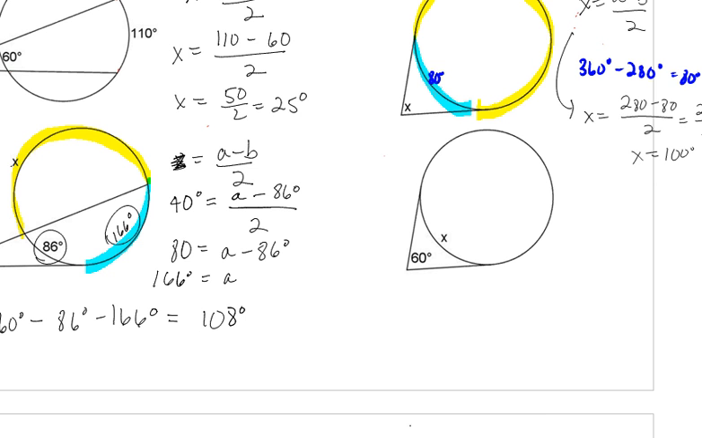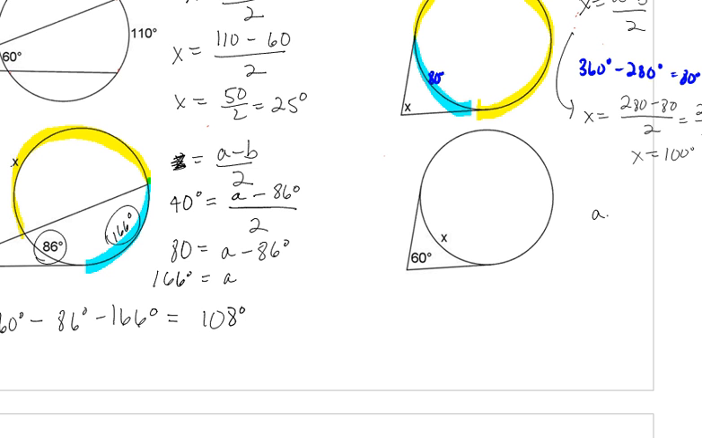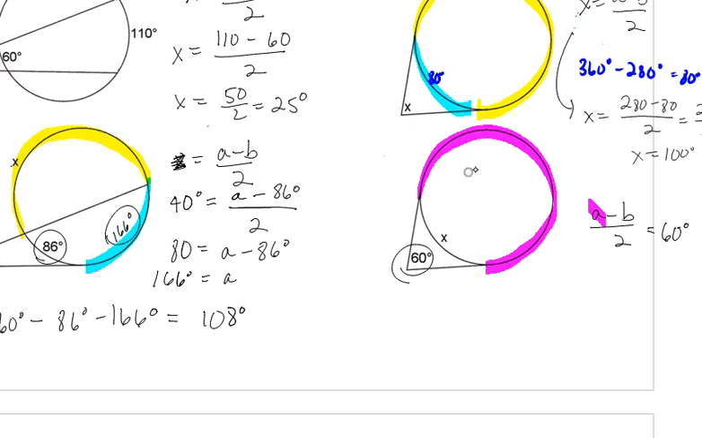Finally, last problem, two tangents again. I've already done that. Okay, our formula for two tangents is a minus b over 2. Should give us the angle formed by the two tangents, which is 60 degrees. A is going to be the larger arc. So the larger arc is from here to here. B is the smaller arc from here to here. Okay, let's see. We know the answer is 60 degrees.